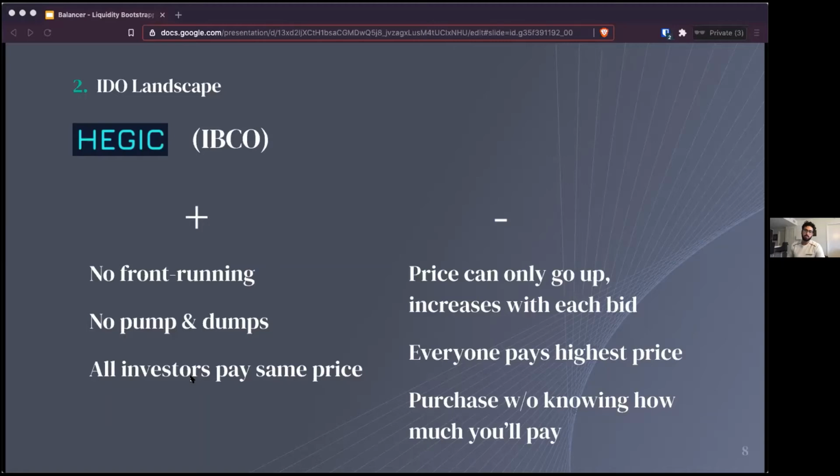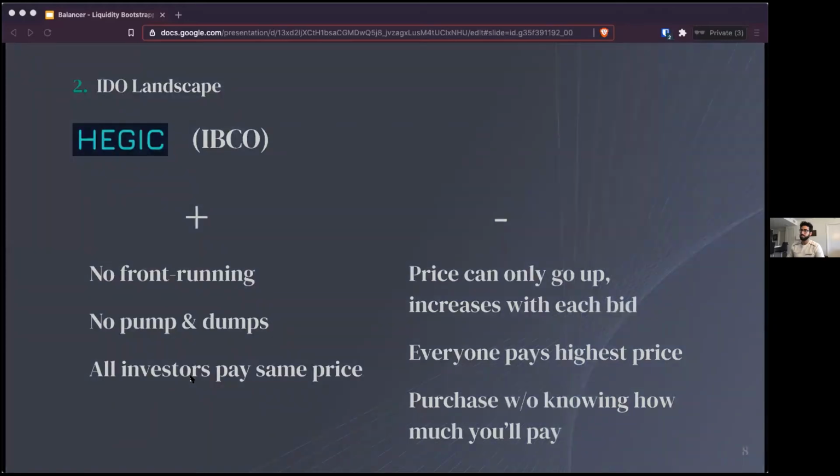So, if a whale makes a huge purchase and creates a massive price spike, everyone is held to that. So that is, I would say, a big disadvantage. And also, as a buyer, you have to purchase tokens without knowing how much you're actually going to pay per token, or how many tokens you're going to get. So not so ideal for those reasons.